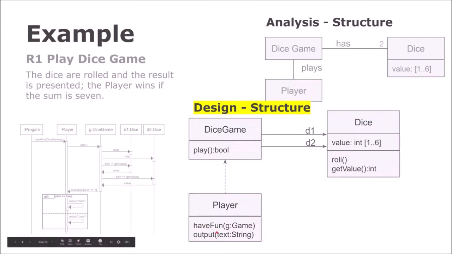Basically, what we have done here is that we have looked at the requirements and the analysis from a dynamic perspective in the requirement and from a static perspective in the analysis. We have looked at the design from a dynamic perspective in this diagram called a sequence diagram, and we have looked at this design from a structural perspective in a class diagram.